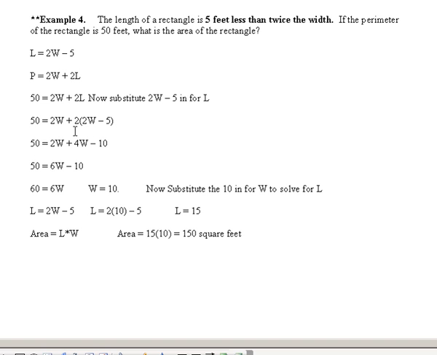So taking the 2 through, I get 4W minus 10. Combining the like terms, I get 6W. Now adding the 10 to both sides, I get 60 equals 6W, and divide through by the 6, I get W equals 10. So I know the width is 10, but I didn't want to know the width, I wanted the area. To get the area, I'll also need to know the length.